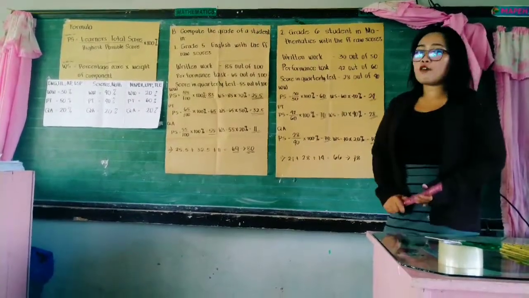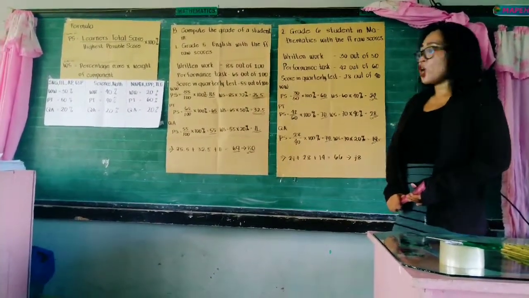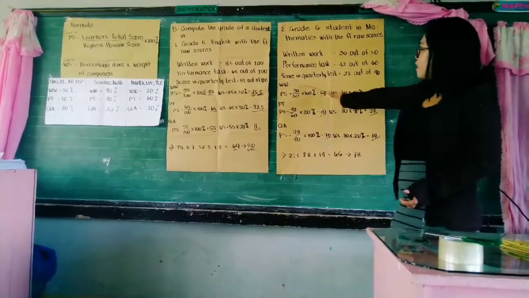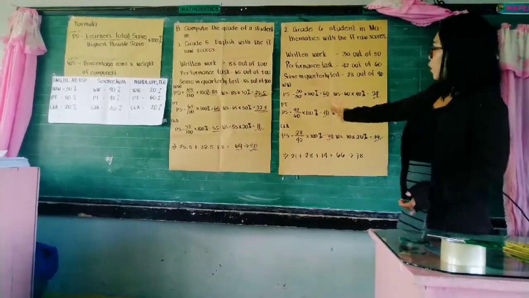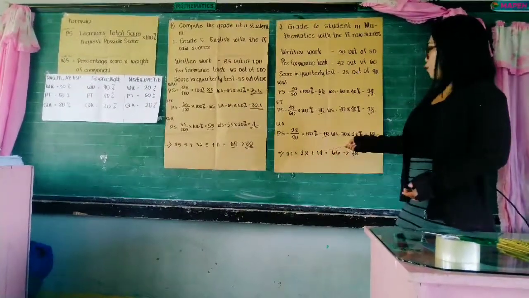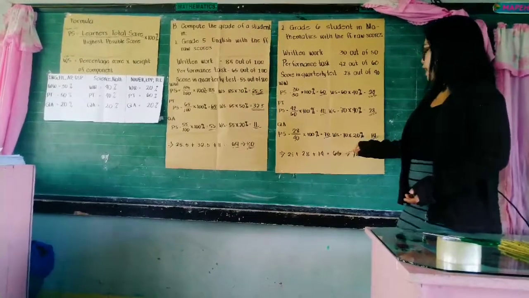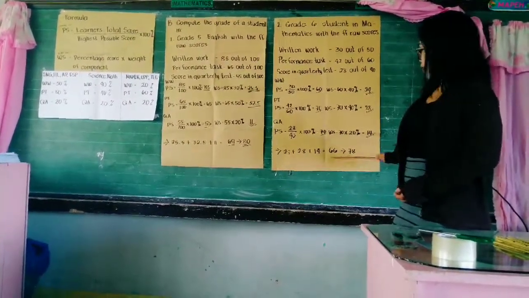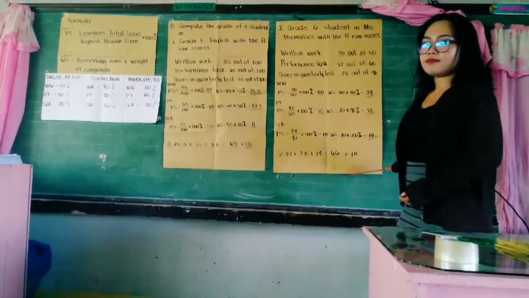To get the grade of grade 6 student in mathematics, we will add the raw scores in written, performance task, and quarterly assessment. So, 24 plus 28 plus 14 equals 66. Then, the transmuted grade of 66 is 78.